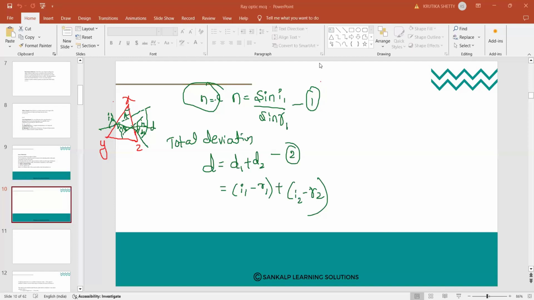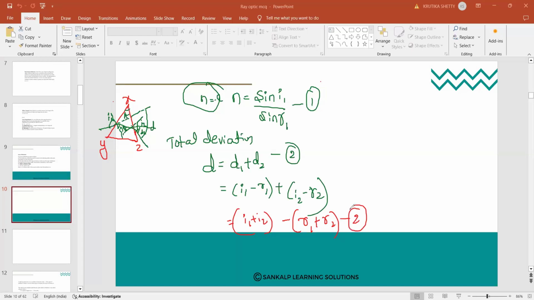So the next step. Here we have now D is equal to D1 plus D2. That is, D1 is written as I1 minus R1 and D2 is written as I2 minus R2. Now here just grouping the same terms. First I am making I1 plus I2 one group. Then next, minus into bracket, I am writing R1 plus R2. So D is equal to I1 plus I2 minus R1 plus R2. So this is our equation 2.